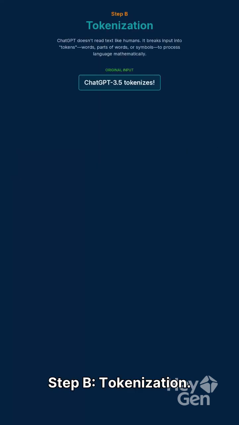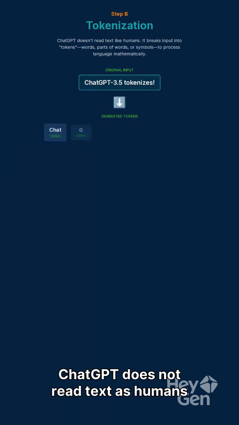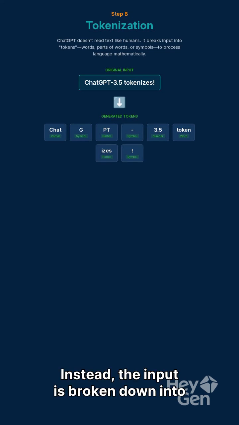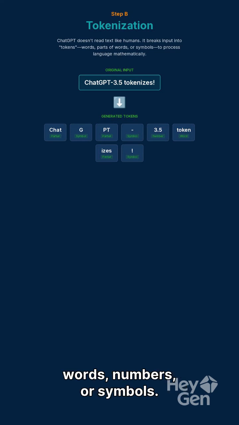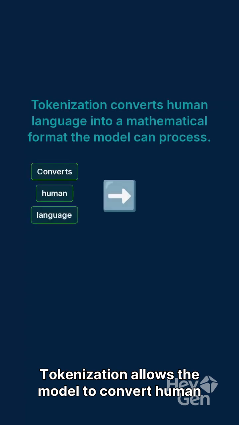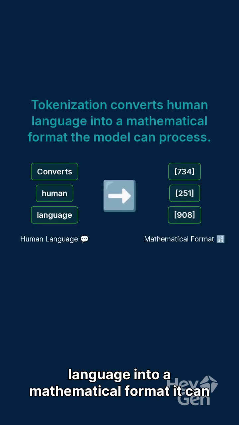Step B, tokenization. ChatGPT does not read text as humans do. Instead, the input is broken down into tokens, which may be full words, partial words, numbers, or symbols. Tokenization allows the model to convert human language into a mathematical format it can process.